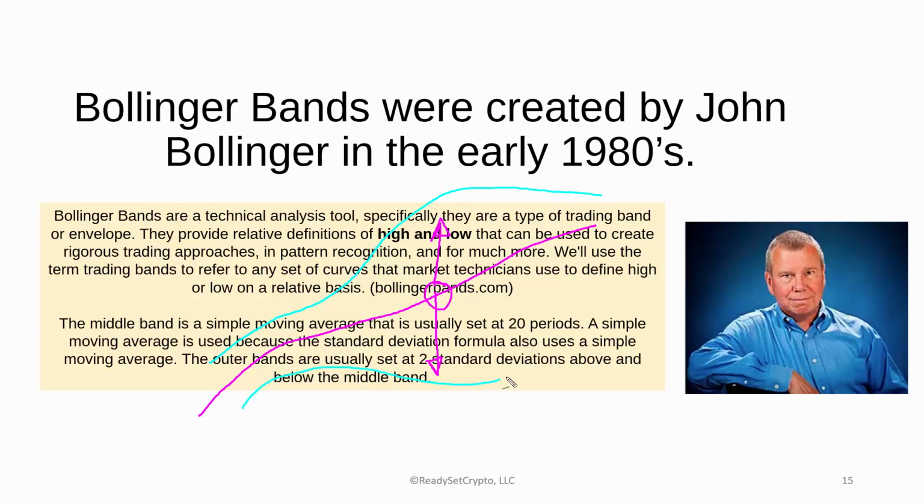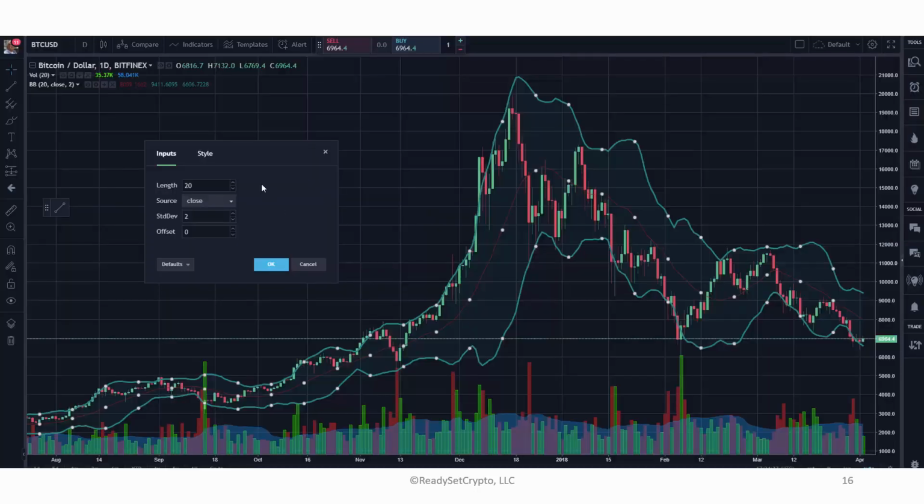So the bands will get fat and the bands will get skinny around places where a standard deviation represents a much smaller standard of movement. So here we go on TradingView. Again, a very typical Bollinger Band configuration.